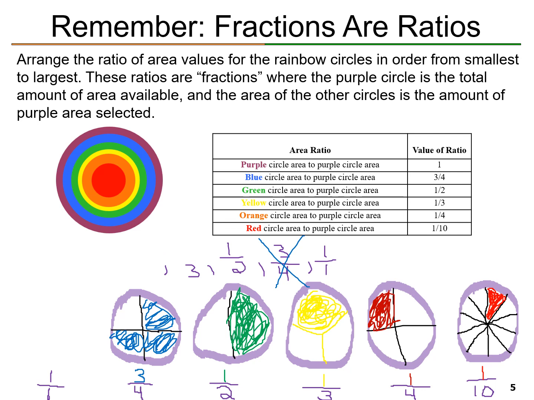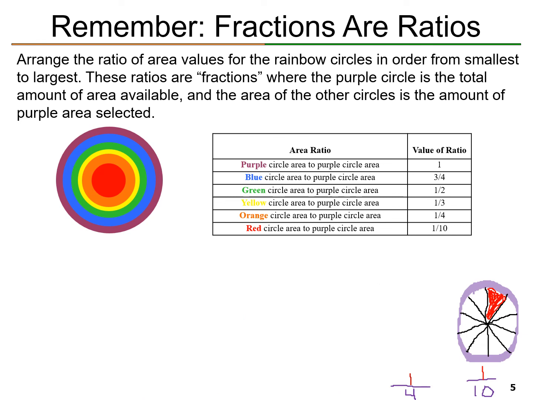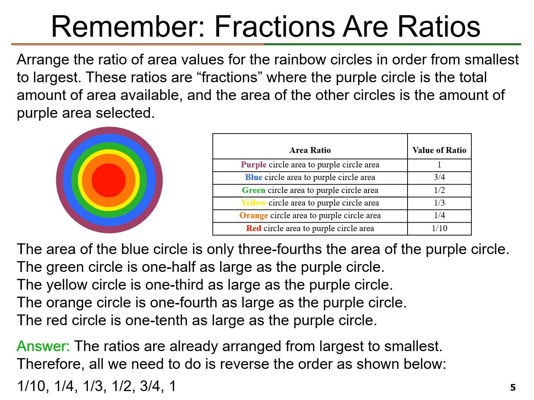So let me go ahead and erase all of this. Okay, so we've already looked at the area of the blue circle. It's only 3/4 the area of the purple circle. And all the way down to the red circle is 1/10 as large as the purple circle. And the answer is the ratios from smallest to largest. We've already done that: 1/10, then 1/4, 1/3, 1/2, 3/4, and 1. So basically just reversing the order of the values that's listed in this column.